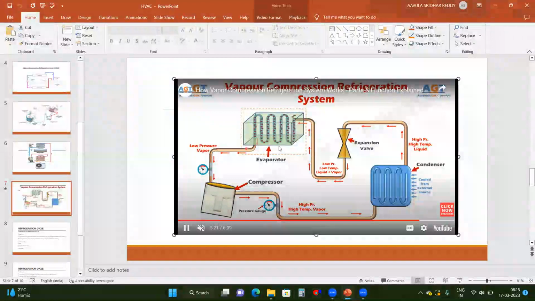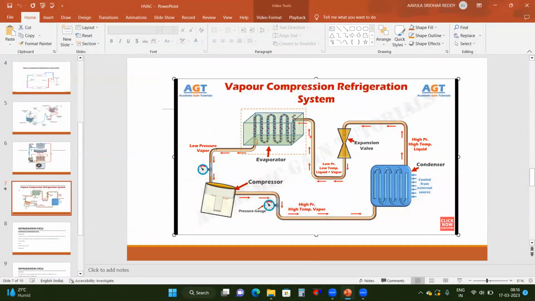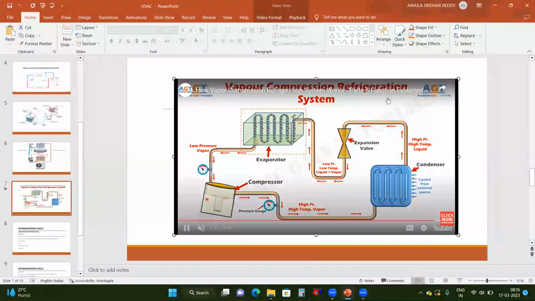You can see after the evaporator, the low pressure vapor will enter into the compressor again. Like this, we will understand better what the liquid state and vapor state are, and also the low temperature and high pressure states.